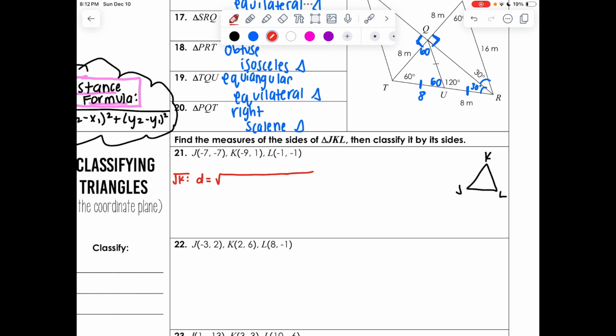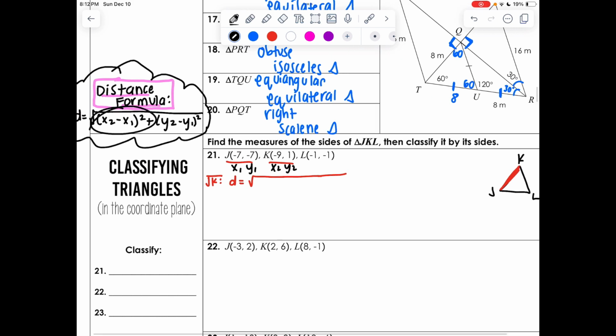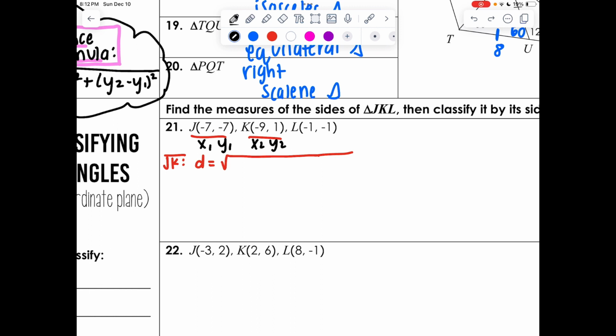So right now we're finding the distance between J and K, pretending it looks like this, because we don't know what the triangle looks like. I'm just drawing out some random triangle. We're finding this distance right now. Let me label this x1, y1, x2, y2. So we're going to say the square root of x2 minus x1 squared plus y2 minus y1 squared. So x2 minus x1, so -9 minus -7 squared. I actually made a mistake right there, the very first step. And then y2 minus y1 squared. Okay, so square root of -9 plus 7 squared.